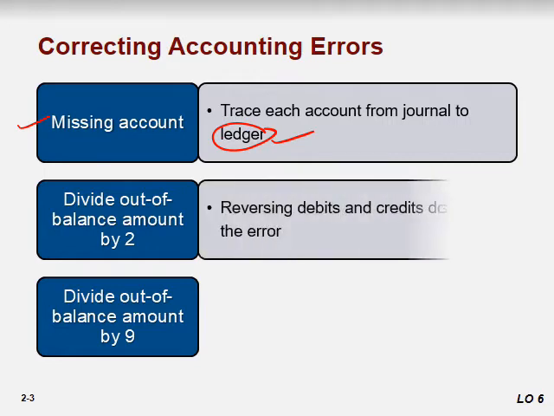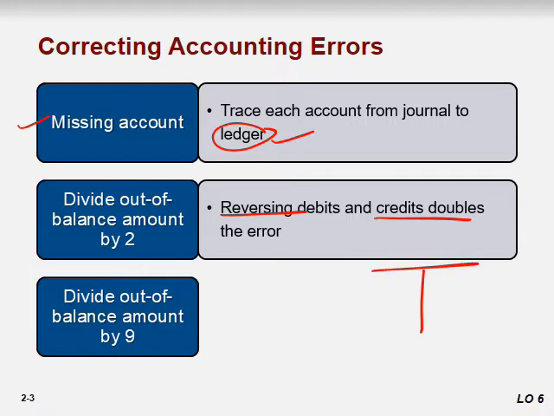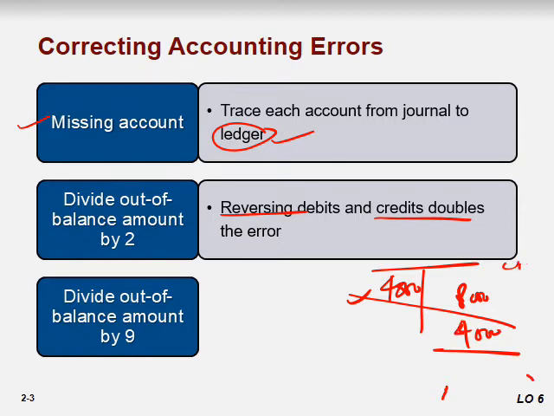The next one is to divide the out of balance amount by 2, which means reversing debits and credits doubles the error, right? Like I just told you, if that was a credit balance of 4,000 and you mistakenly wrote the 4,000 on the debit side, and it was actually the credit side, how you correct the error is you add 8,000 on the credit side, so that's why it balances out.